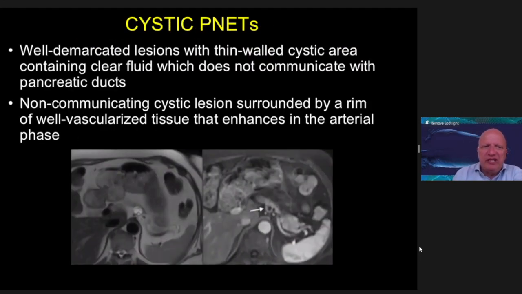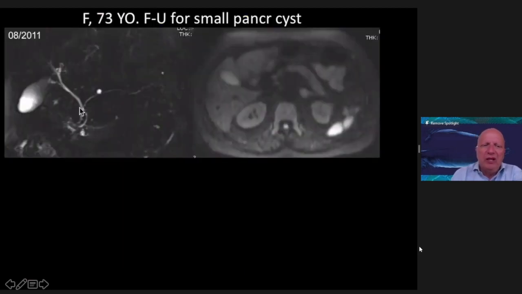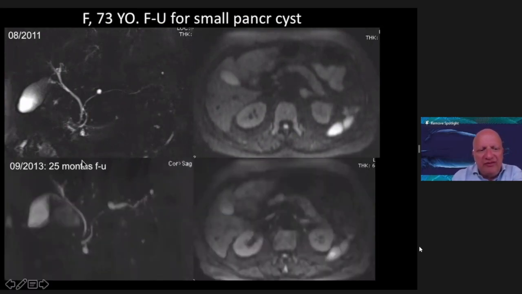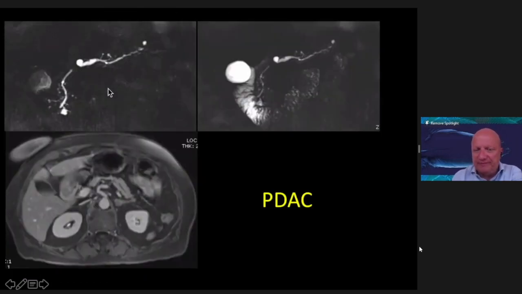Remember that the pancreatic neuroendocrine tumor can also undergo cystic degeneration, and typically they have a non-communicating cystic lesion surrounded by a ring of well-vascularized tissue that enhances in the arterial phase. Sometimes it's difficult to characterize the lesion, and even if small, we cannot underestimate it. So we have to follow up this lesion. After 25 months of follow-up, there was a mass obstructing the duct. So this was the first sign of a pancreatic adenocarcinoma.